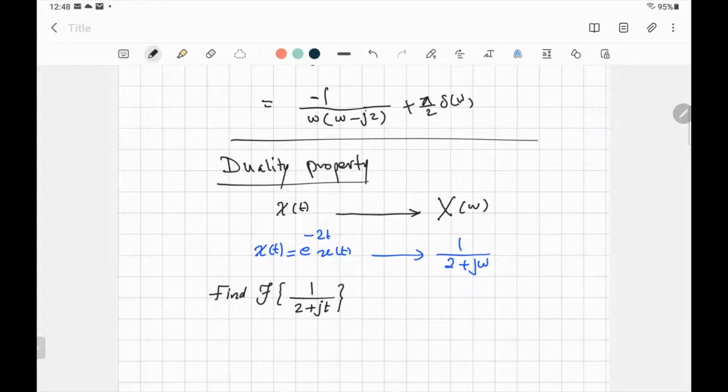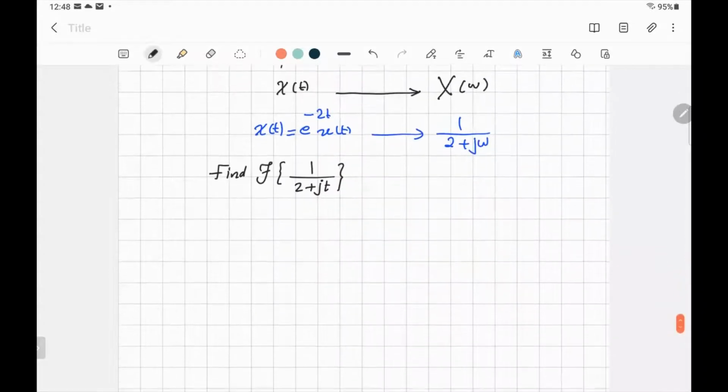It doesn't mean it's not solvable. No, it is solvable. You have to convert 1 over 2 plus jt to a magnitude multiplied by e to the power j something, and then multiply. Let me show you what's supposed to be done since it's not in the table. If it's not in the table, you will do the normal thing. You multiply this function by e to the minus j omega t dt and you integrate.